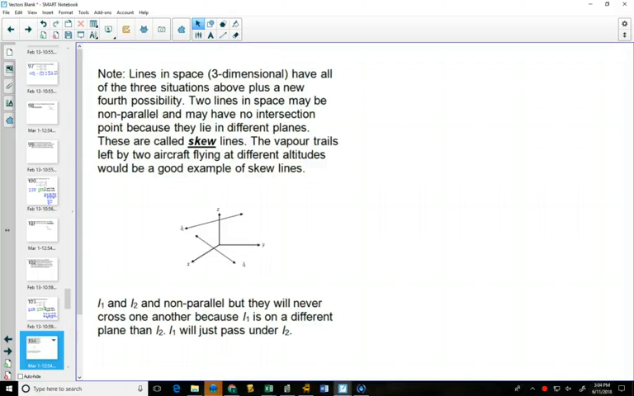But in three dimensions, you could have lines that aren't parallel, but still don't intersect. You think about airplanes flying through the sky, going in different directions, but they don't cross. Their jet streams never cross. Three dimensions making things more complicated. These lines that aren't parallel but don't cross are called skew lines.